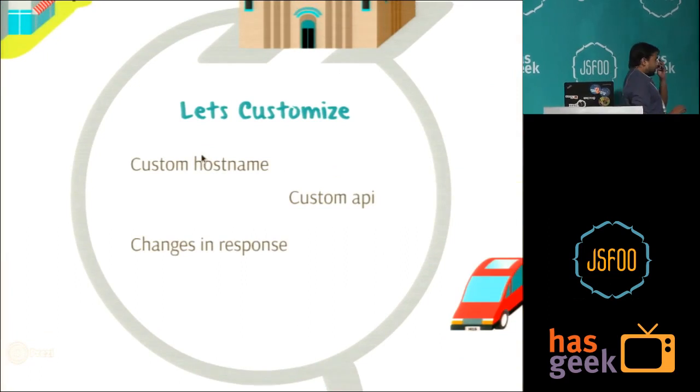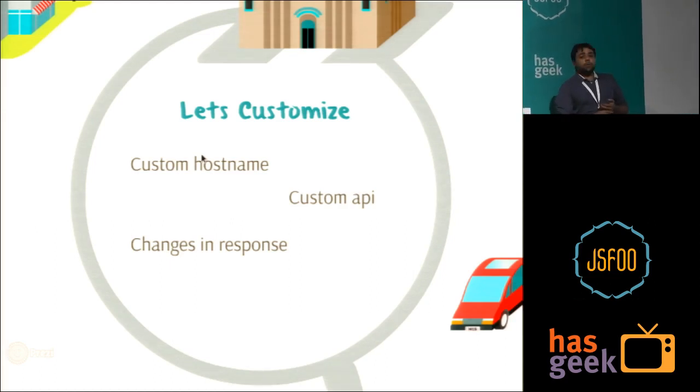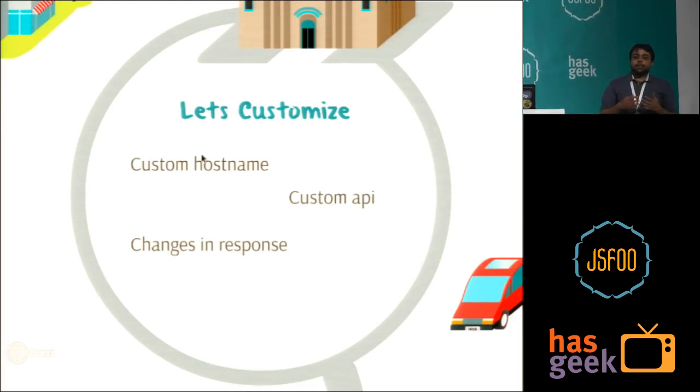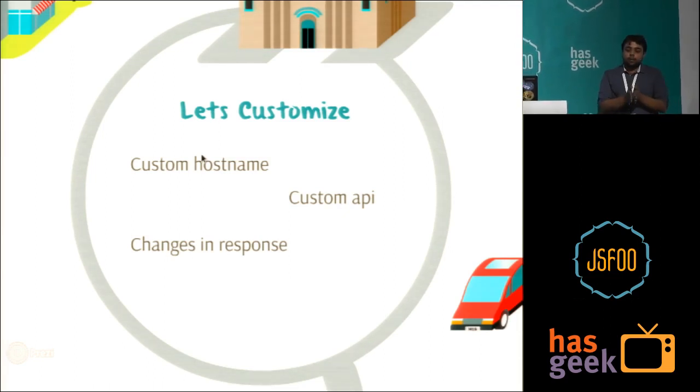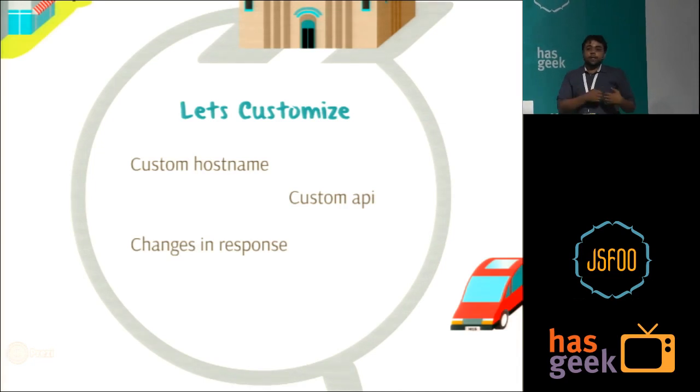So now let's talk about some very simple customizations that can happen. How would you go about writing a custom host name, or how would you go about writing a custom API, or how would you handle changes in response? The way Ember-Data has been created is that, as a starter, getting your app to run on Ember-Data is very simple. Your initial setup time is very small. But at the same point of time, they have given you every tool that you would require to build everything that is custom. So if you want to customize a host name, you just reopen the adapter and you write the host name in front of it.